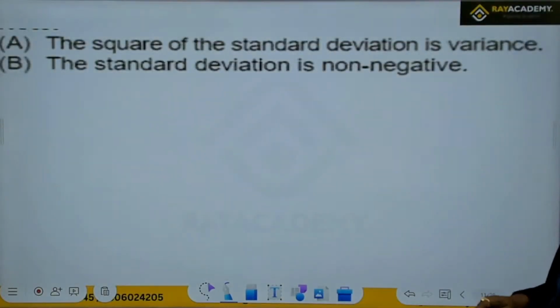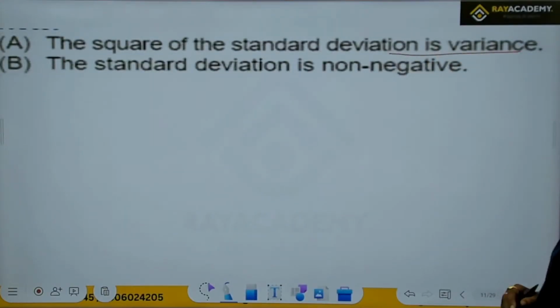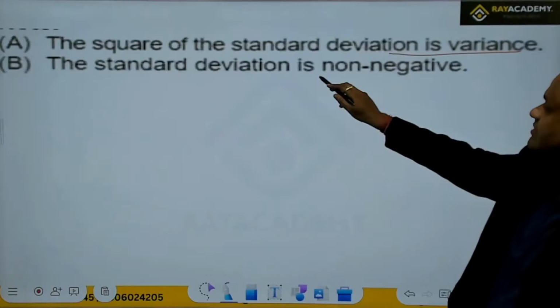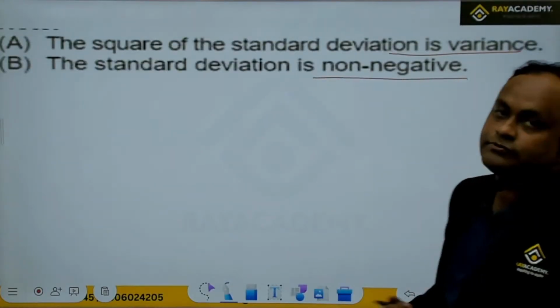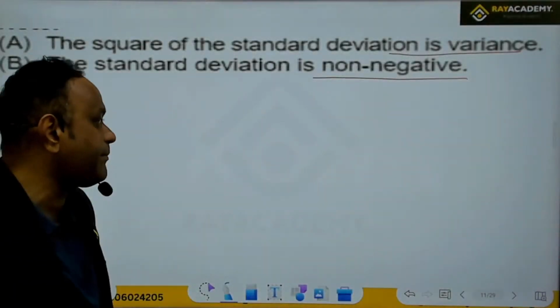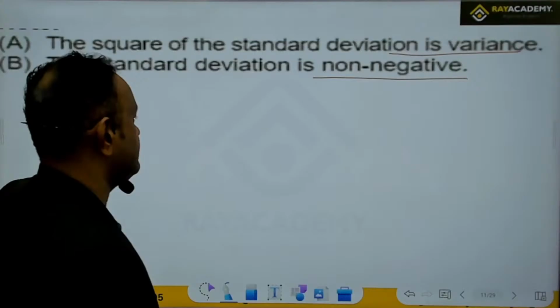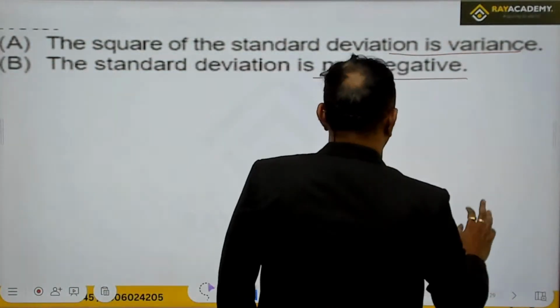Write this: the square of the standard deviation is variance. The standard deviation is non-negative. Standard deviation can never be negative. When you take the square root of 25, you should not write plus or minus 5. Standard deviation is always positive or zero, that is, non-negative.